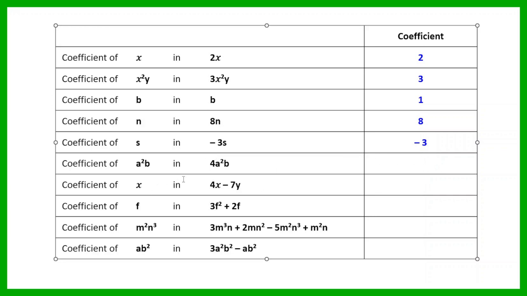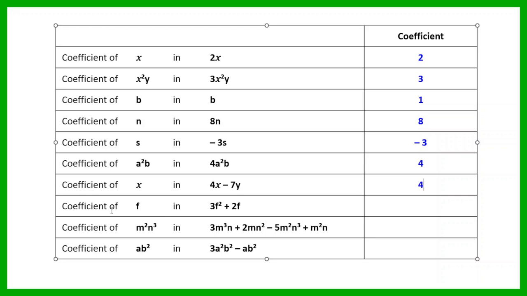Okay, then I need to find the coefficient of a squared b. In 4a squared b, my coefficient there is 4. Then in this one, I've got an expression where I have two terms. I have to find the coefficient of x in 4x minus 7y. So now you have to identify the correct term and find the coefficient for that term. So in this case, we are looking at the 4x. So the coefficient of x is 4.